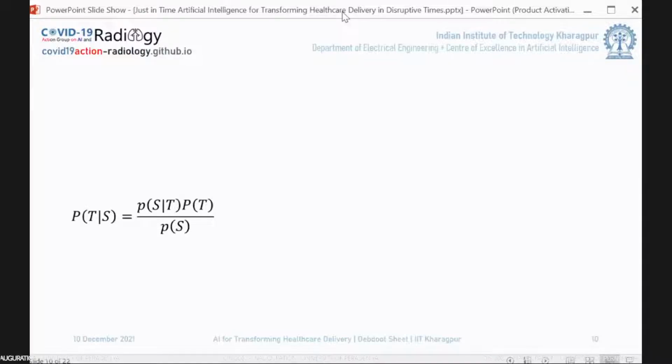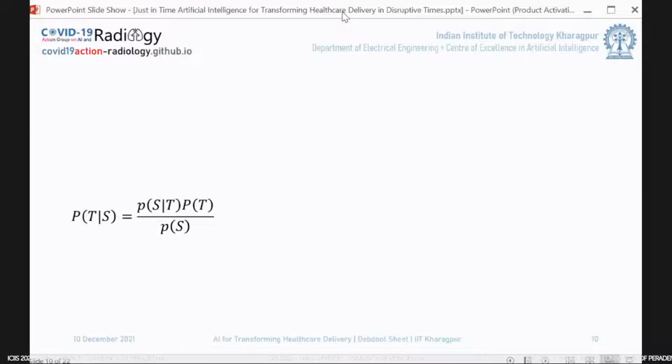Now, if I write this down mathematically, it's an equation written like this: the probability of the treatment outcome S, given the symptom, equals the probability of the symptom for a certain treatment, multiplied by the probability of the treatment, divided by the probability of the symptom.